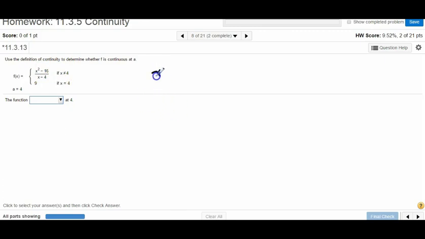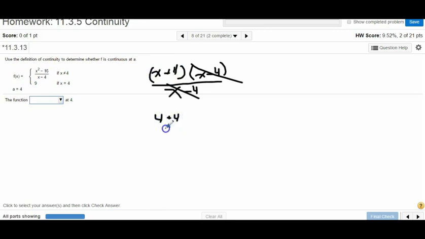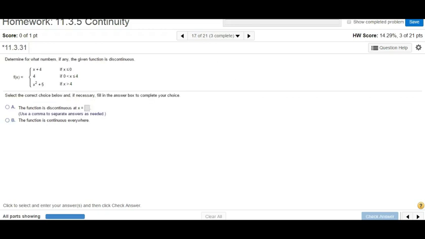If we factored the numerator, then we would have x plus 4 times x minus 4 over x minus 4. And then those x minus 4 pieces would cancel out. So what I'd be left with is x plus 4 for plugging in the value of 4. The answer I'm getting from that is actually equal to 8. So the limit would be hitting 8, but the function is actually defined at 9. Since the limit and the function evaluation do not match, they're not equal to each other, then this one would be discontinuous.